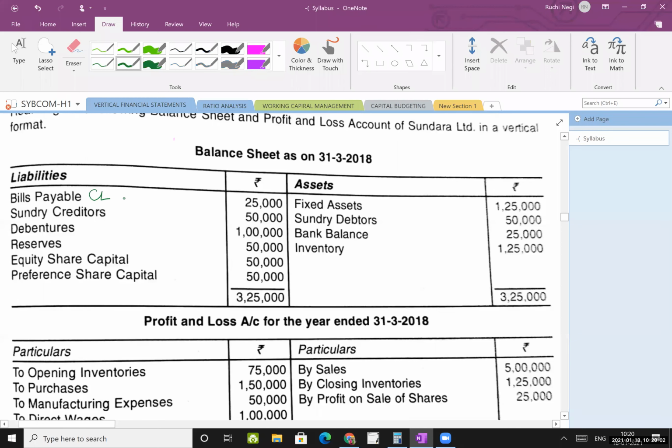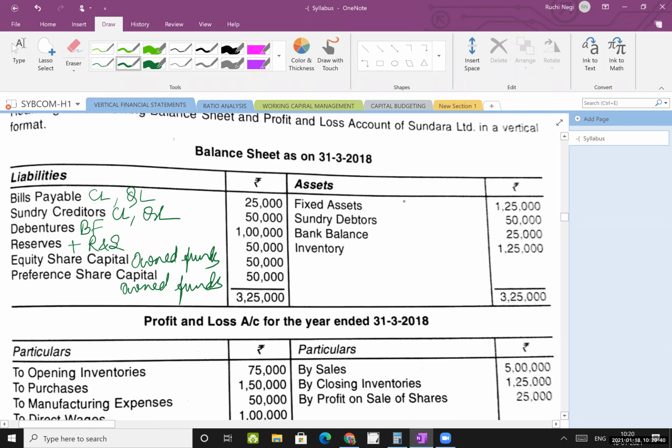Current liability under the category, this will go as non-quick. No, this will go as quick. I'm so sorry. Yeah, quick liability. Sundry creditors, current liability under the category quick. Debentures will be your long-term debentures under borrowed funds. Reserves will be added to reserves and surplus. Equity share capital is your owned funds. Preferential capital, also your own funds.